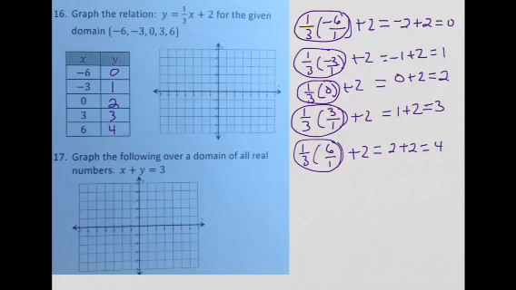-6, 0, -3, 1, 0, 2, 3, 3, and 6, 4. Do not connect the points, okay, because the domain is these 5 separate points, so that's how we're going to keep it. So this is a discrete graph, right? Because it's made up of separate points.